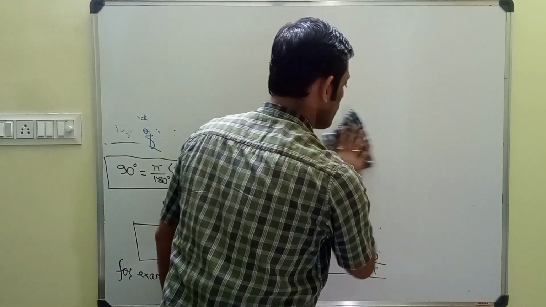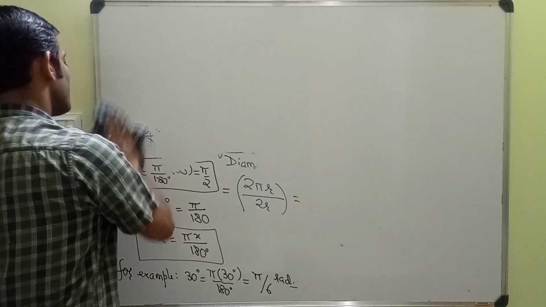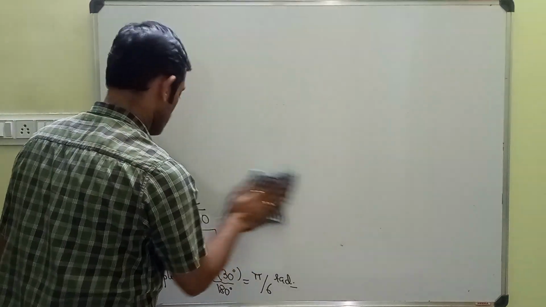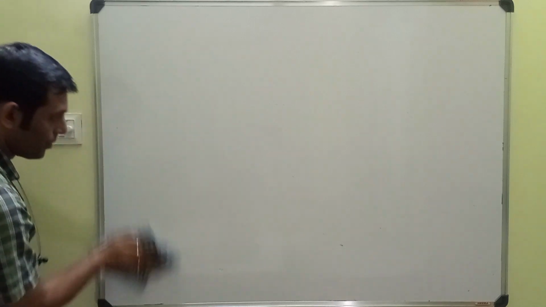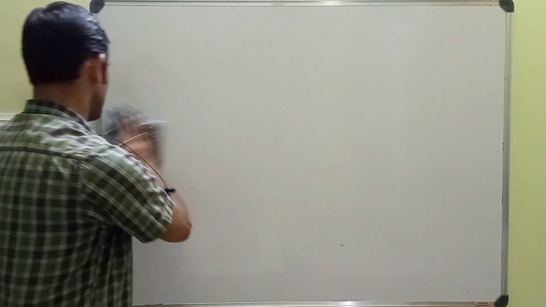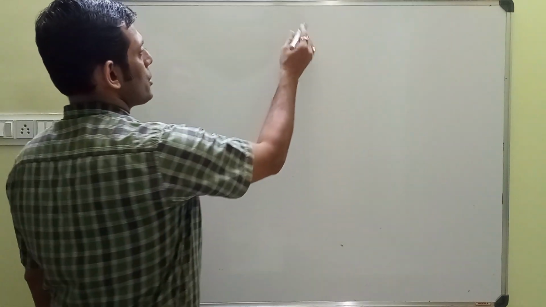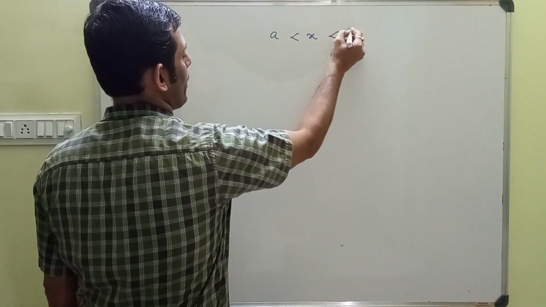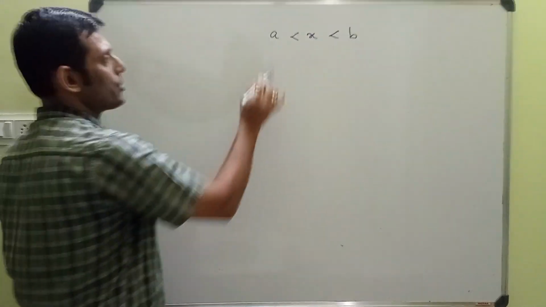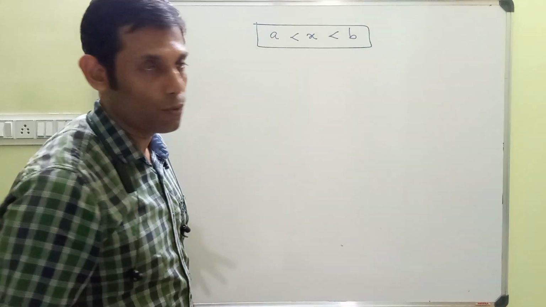Now, while solving polynomial inequalities, I mean less than 0, greater than 0 situations, we can have some symbolic descriptions like this. Suppose I say x is greater than a and less than b. That means this is a case where the extremes have not been included.